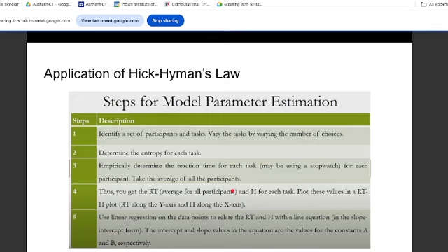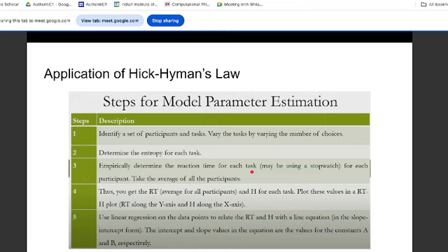You identify a set of participants first, make them perform the task, and vary the task by varying the number of choices. So you first give one choice, two choices, three choices. Like that you go on varying the number of choices. Determine the entropy for each task. So every time you have the number of choices different, you have the gradually increasing uncertainty, you have the entropy. Then empirically determine the reaction time for each task.